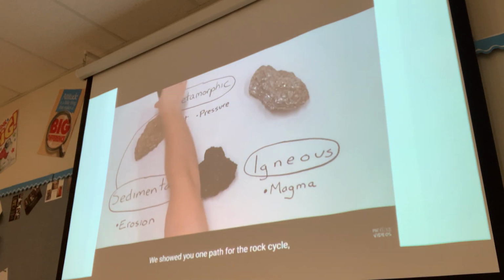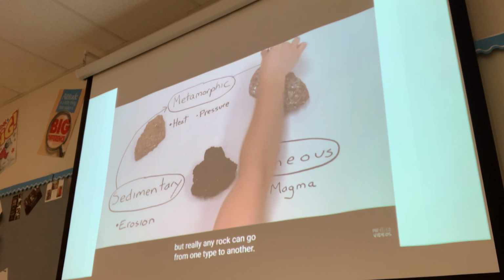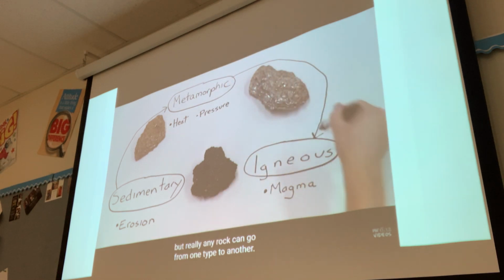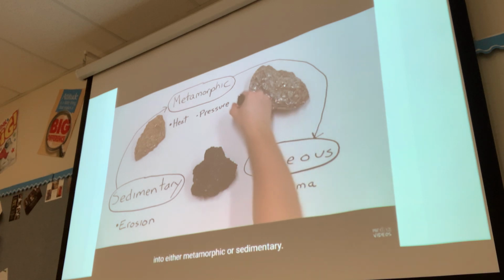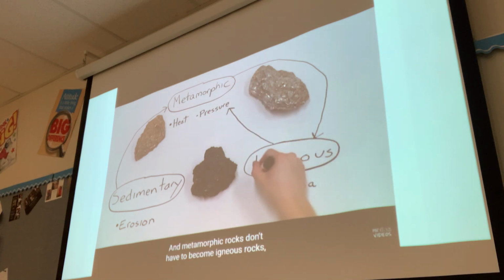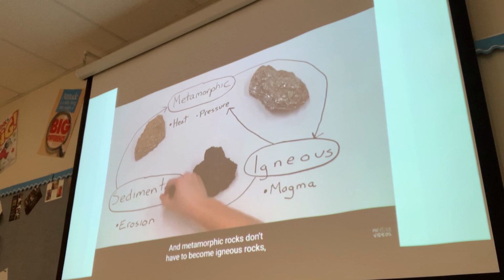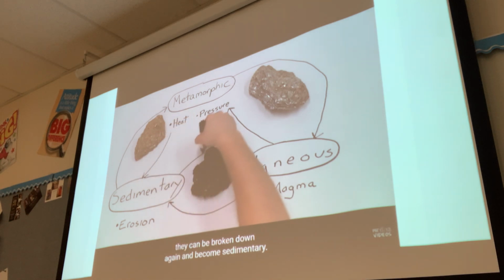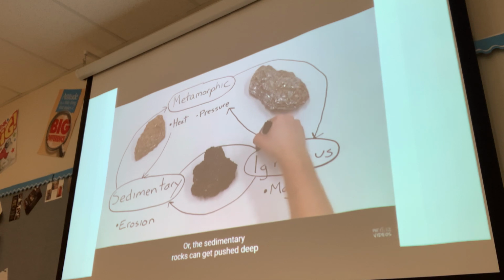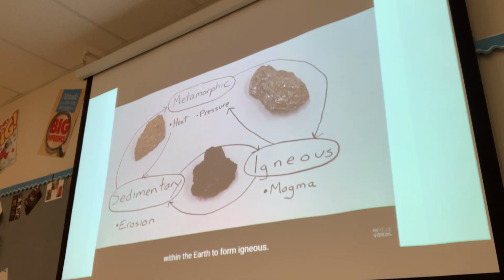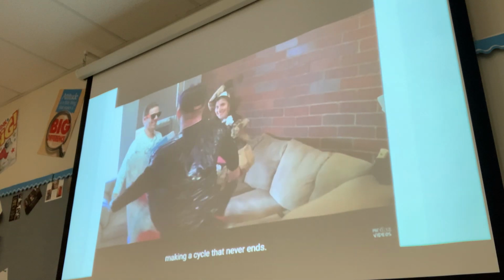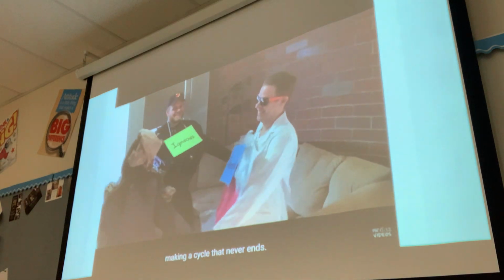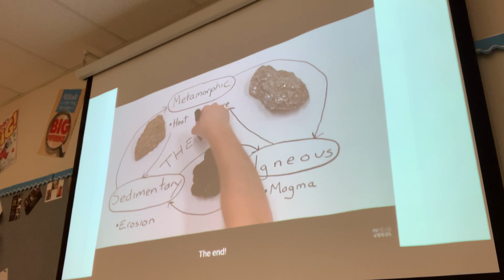We showed you one path through the rock cycle, but really, any rock can go from one type to another. For example, igneous rocks can turn into either metamorphic or sedimentary. And metamorphic rocks don't have to become igneous rocks. They can be broken down again and become sedimentary. Or the sedimentary rocks can get pushed deep within the Earth to form igneous. See, all of the rock types are connected, making a cycle that never ends. The end.